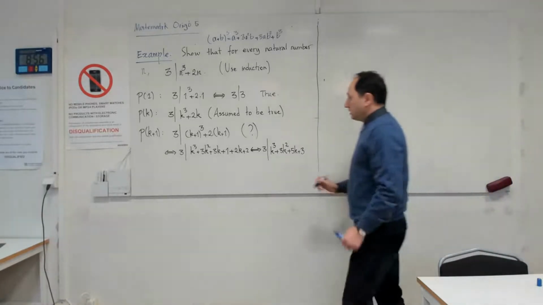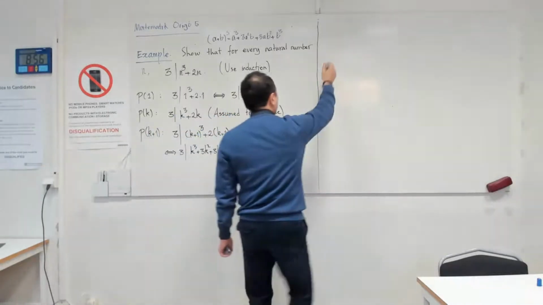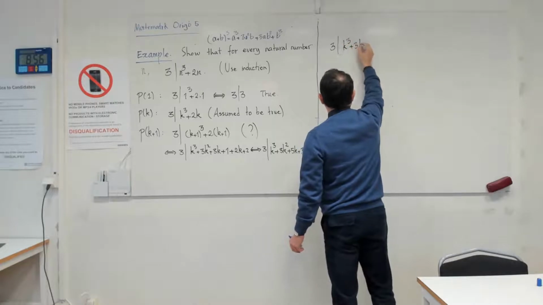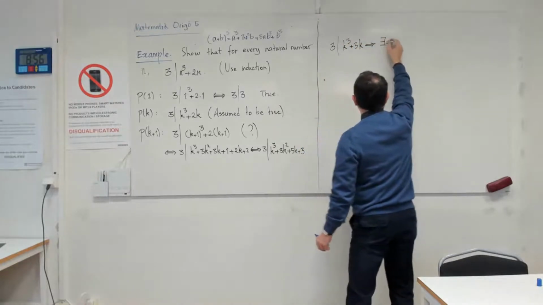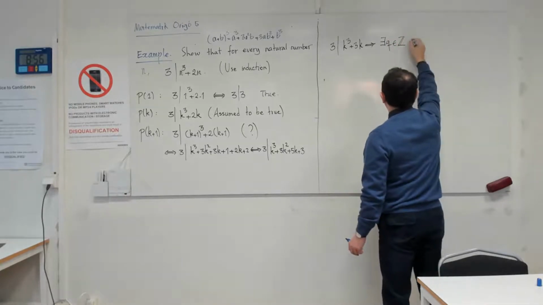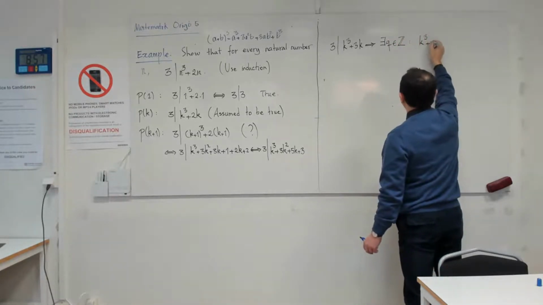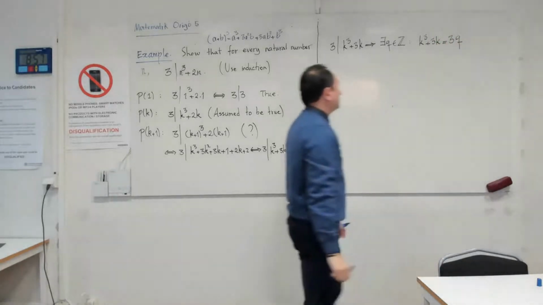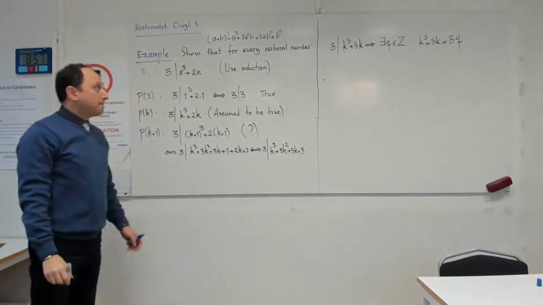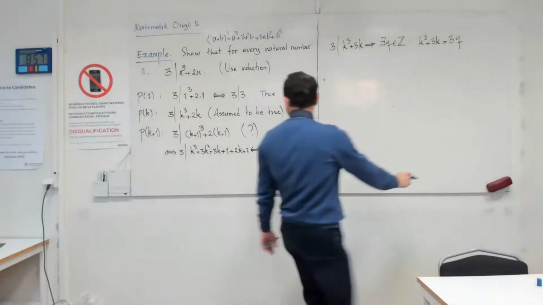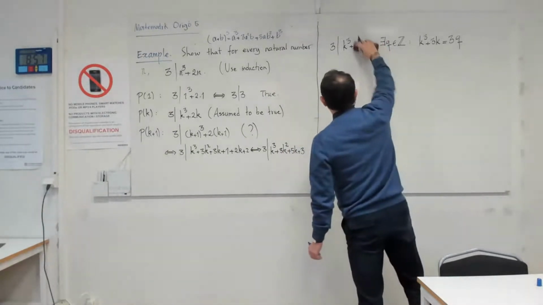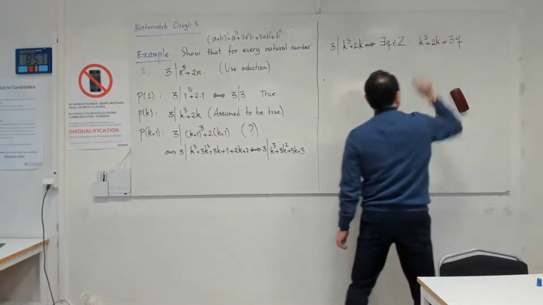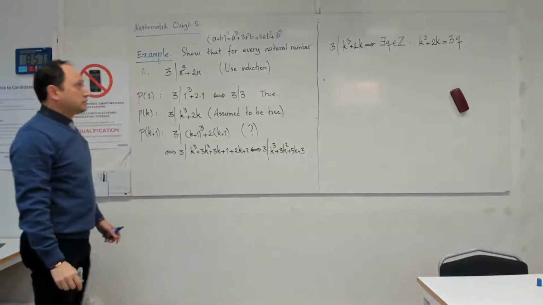Okay, so what can I do? I can start from my assumption. I know that 3 divides k^3 plus 2k. So according to the definition, there exists a q in the set of integers such that k^3 plus 2k is equal to 3 times q. Yes, 2k, thank you very much, that's very helpful. So we know that k^3 plus 2k is 3 times q.